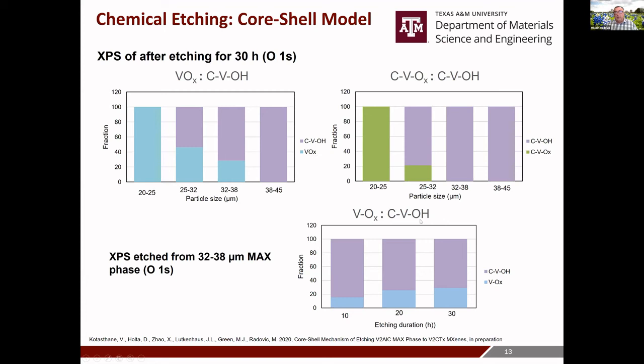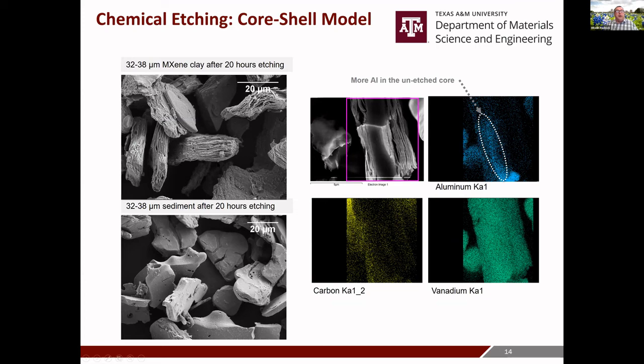Also, when we look at very large particles, although they look well etched out and exfoliated, this is a clay after etching. When you do sonication and remove the MXenes, this is actually what the sediment looks like. So it shows that we still have, in the same particles, the unetched core that remains, because in SEM what we can see is only the surface of the particles.